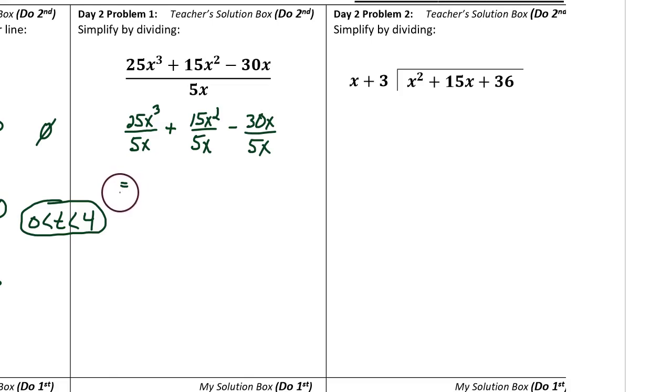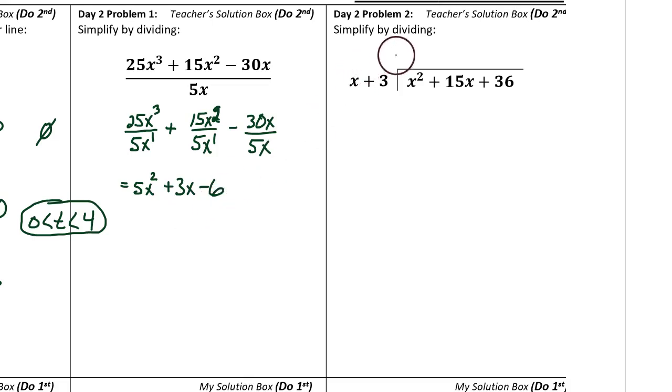Simplify each of these pieces. 25 divided by 5 is 5. X to the third divided by x to the first is x to the second when you subtract exponents. Now in the middle, 15 divided by 5 makes positive 3. X to the second divided by x to the first makes an x. Now over here on the end, negative 30 divided by 5 is negative 6. And x on top, x on the bottom cancels away. So this trinomial is our answer.